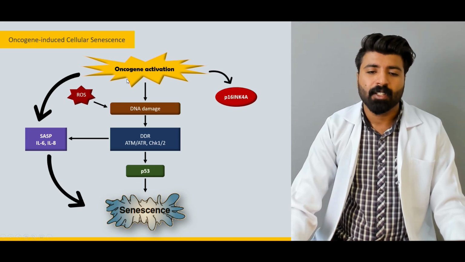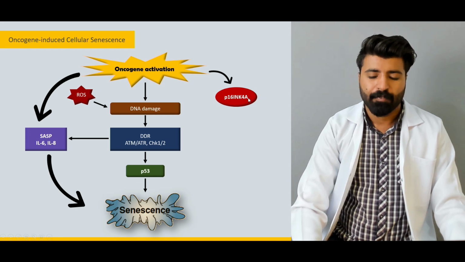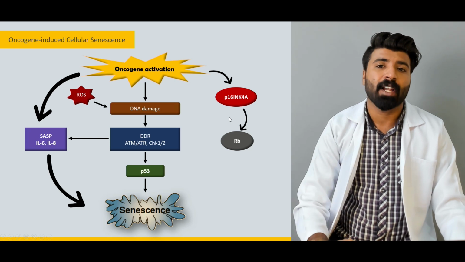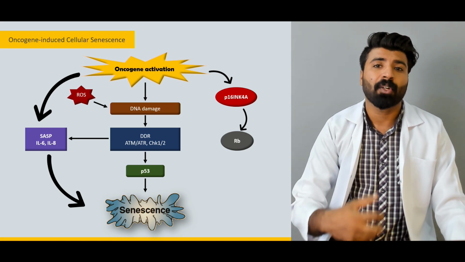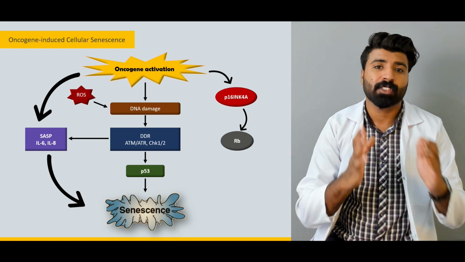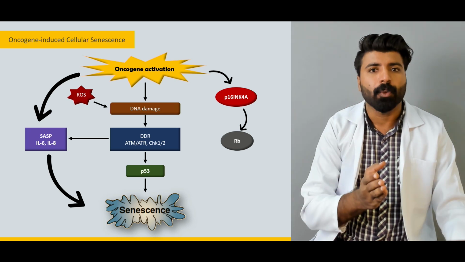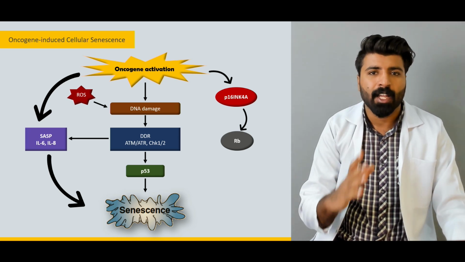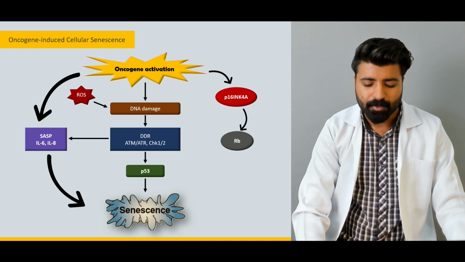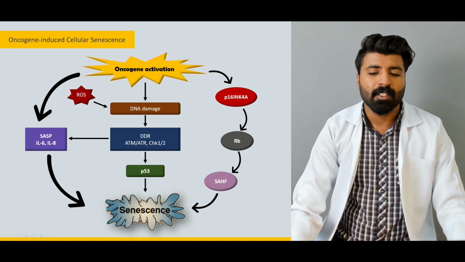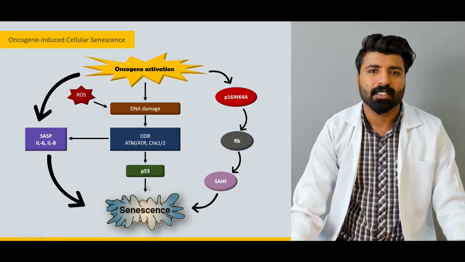This oncogene activation also induces P16 INK4A, which is very important for this whole process, and it involves RB. When the RB gene is activated, all of those cytokines are under its thumb, and they are not being produced. When those cytokines are not being produced, the cell cycle won't continue, because the cell cycle cannot continue without the help of cytokines. And this will lead to SAHF, and in turn it will also lead to senescence.